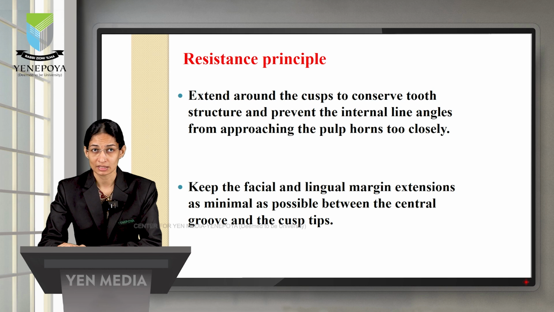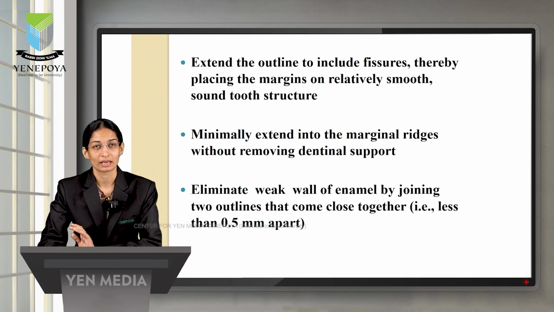Coming to the resistance principle, first we need to extend around the cusp to conserve the tooth structure and to prevent the internal line angles from approaching the pulp horns too closely. Next, keep the facial and lingual marginal extensions as minimal as possible between the central groove and the cusp tip. Extend the outline to include the fissures, thereby placing the margins on relatively smooth, sound tooth structure. Minimally extend into the marginal ridges without removing the dentinal support.